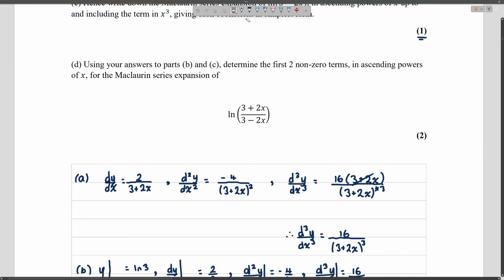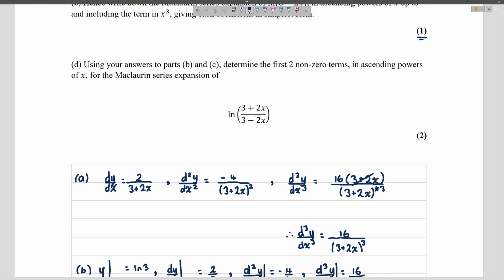Okay, so what I want to do here then is find the Maclaurin series expansion, or the first two non-zero terms anyway, in ascending powers of x for this expansion. So ln of 3 plus 2x over 3 minus 2x. There we go. Maths is hard.